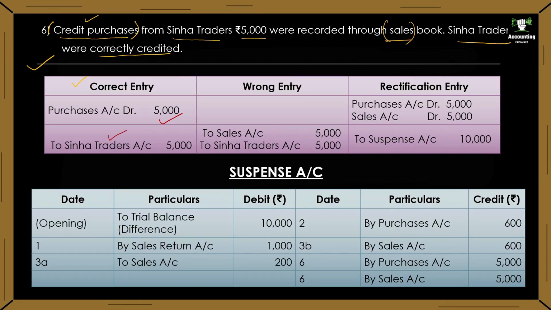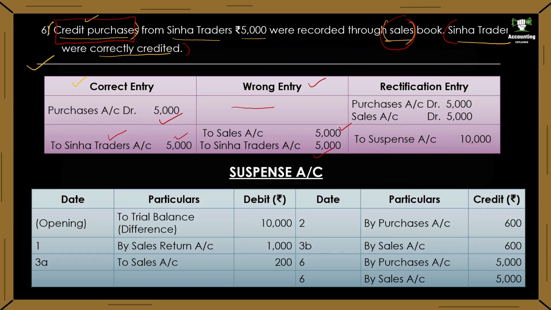Okay. Now, instead of taking it as a credit purchase, we have taken this as a sale, as an income. Income will be credited, right? So in the wrong entry, to sales account 5,000. Again, Sinha Traders are correctly credited. We have credited Sinha Traders 5,000. In the debit side of the journal entry, we have not written anything. It is nil. Okay, this is how our wrong entry will look.